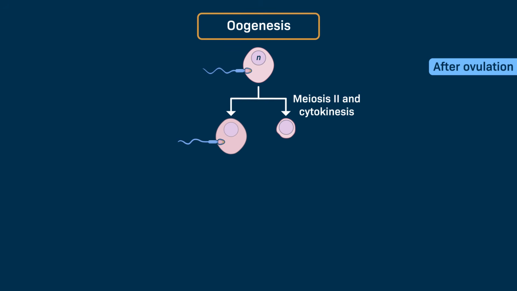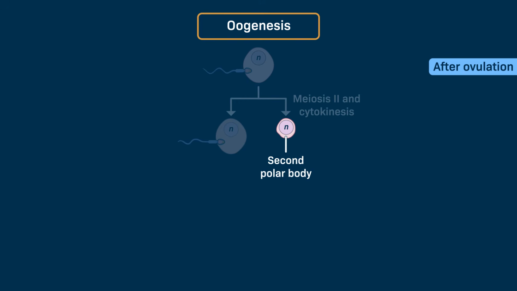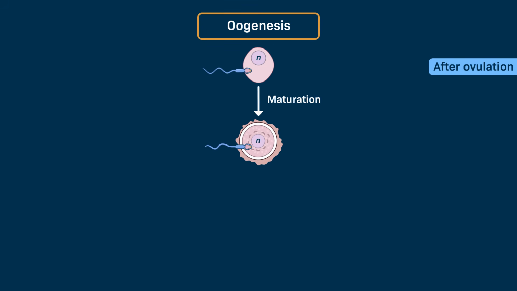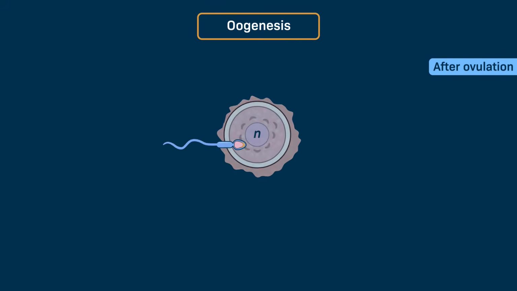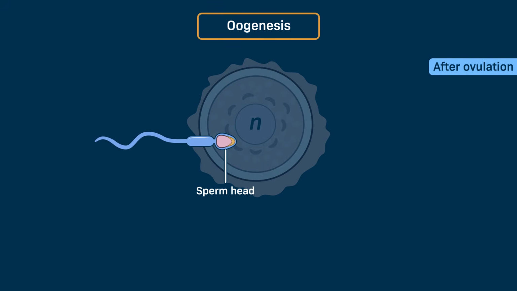Following meiosis 2, the cytoplasm of the secondary oocyte is also divided unequally to produce 2 haploid cells. The smaller cell, which is referred to as the second polar body, is also non-functional and ultimately disintegrates. The larger cell, which is referred to as an ootid, matures into an egg or ovum. The sperm head remains lodged in this ovum.